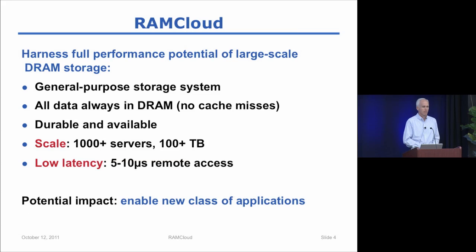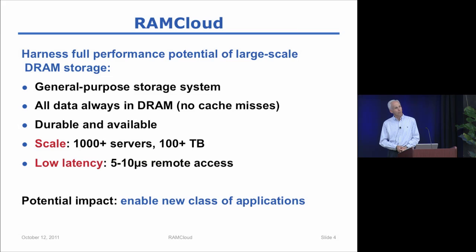So the goal for RAMCloud is to build a general purpose storage system that's based in DRAM that makes it really easy for developers to take advantage of the full performance potential of DRAM. That's the goal. So maximum performance and really easy to use. The basic ideas behind the system are that first, most important, every byte of data lives its entire life in DRAM. There is no such thing as a cache miss in RAMCloud. So from birth to death, all data, always in DRAM.